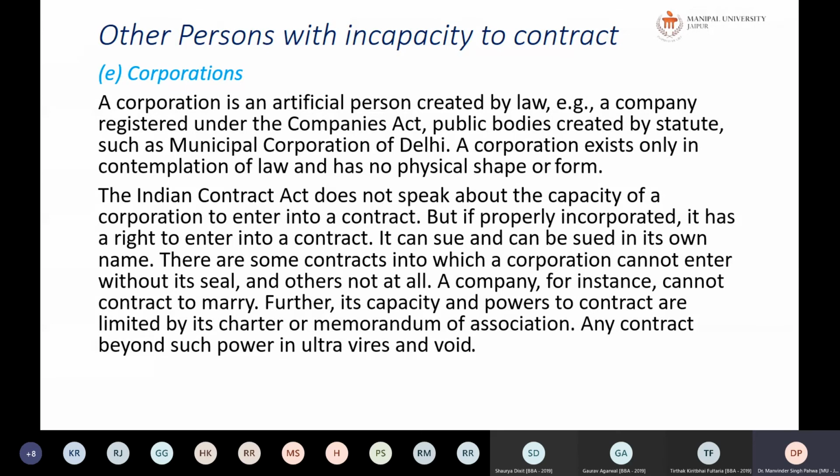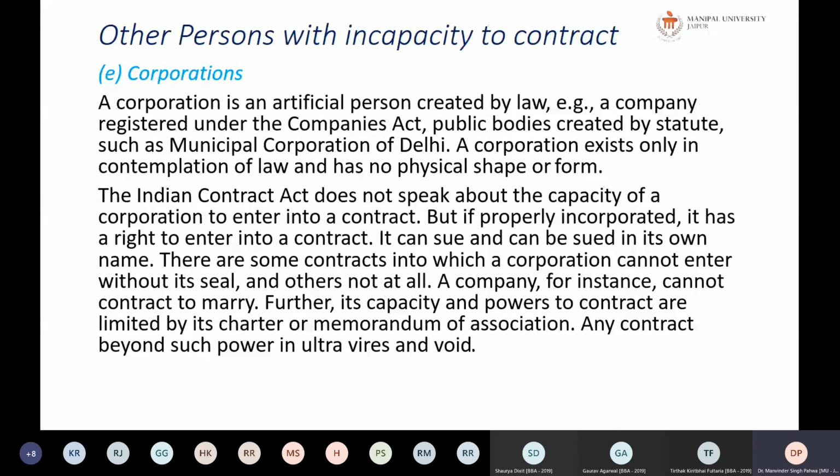So a company, for instance, cannot contract to marry. So this is what the thing is. You cannot compel a company to marry, or say that okay, marrying the company will be marrying the director itself. So it is not there. Further, its capacity and powers to contract are limited to its character in the memorandum of association. So any contract beyond such will be ultra vires and will be treated as void.